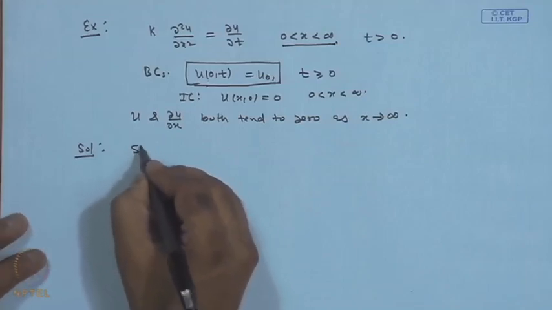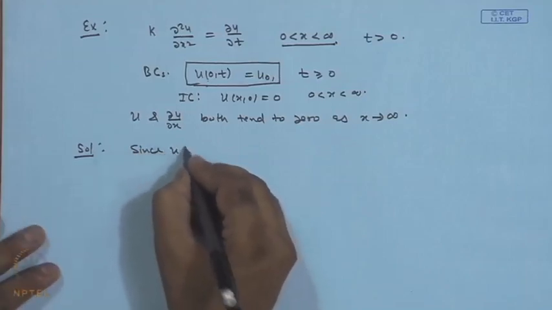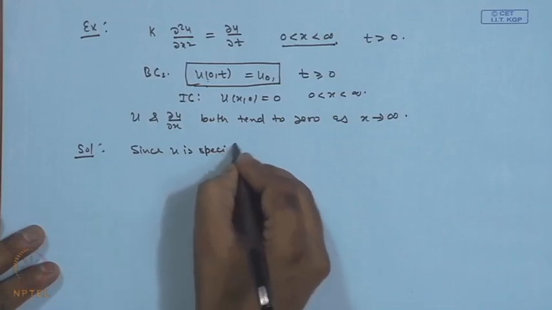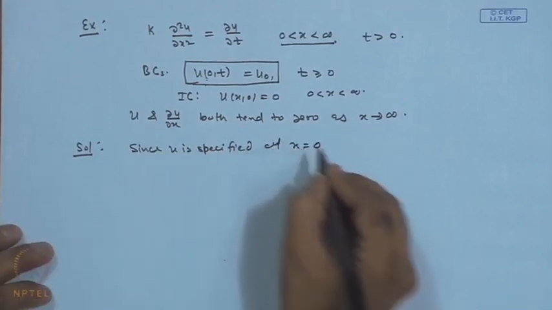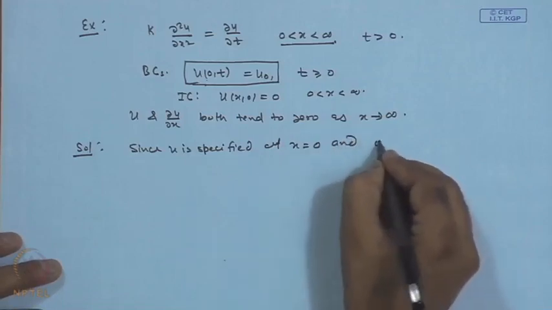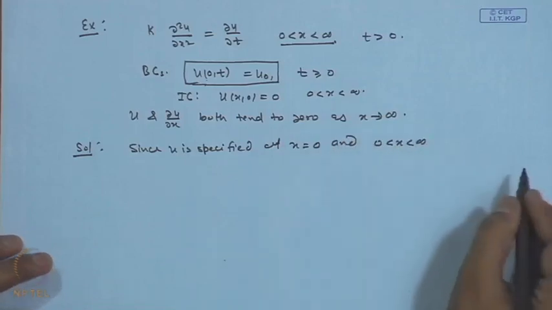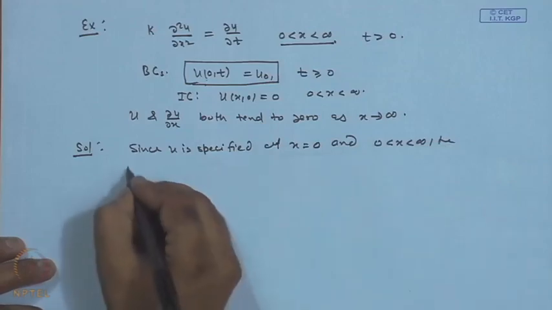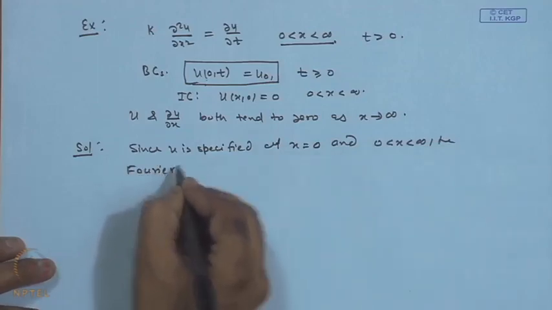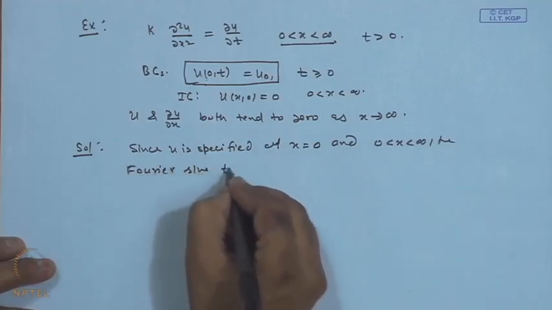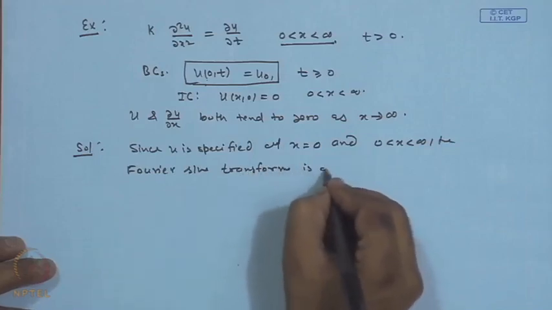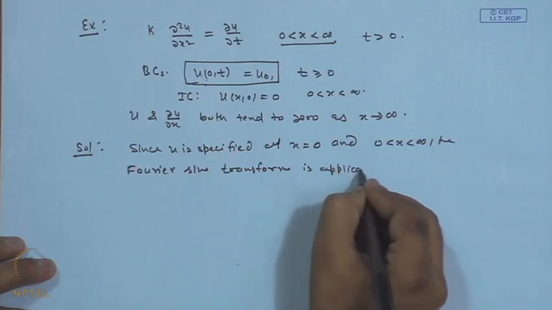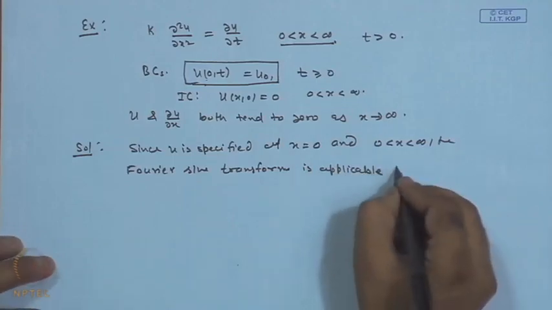So, let me also write down: since u is specified at x equal to 0 and x is between 0 and infinity, the Fourier sine transform is applicable to this problem.